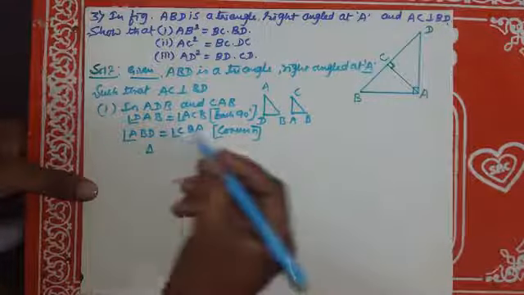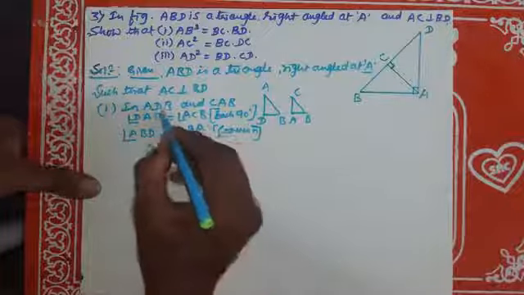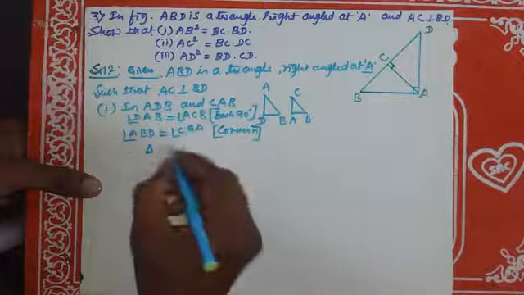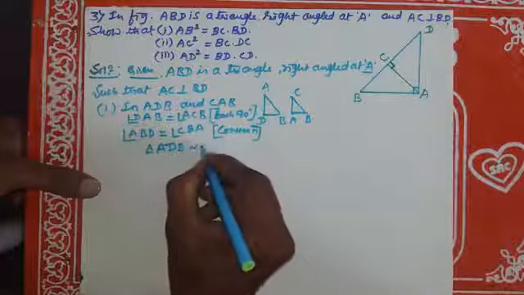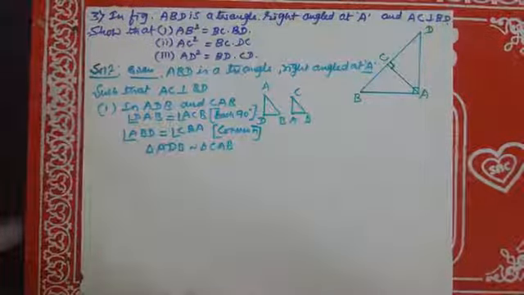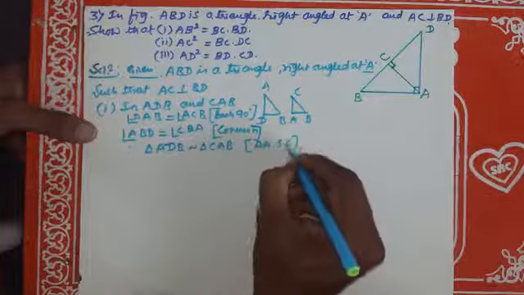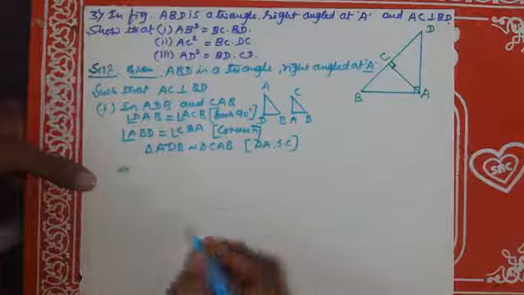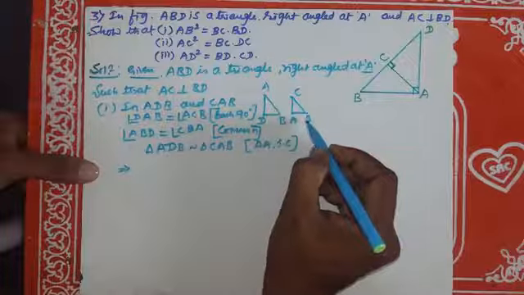Therefore, triangle ADB is similar to triangle CAB. Okay, this is by the angle similarity criterion. Okay, which implies, now let us see here, AB divided by CB.